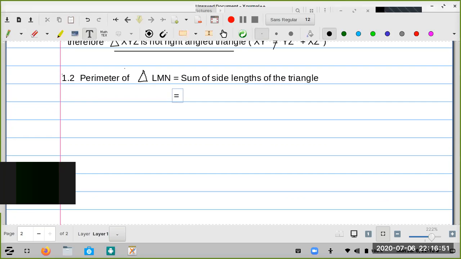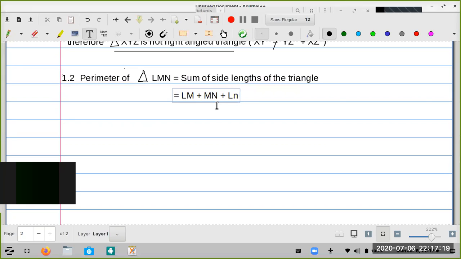Let me just go back to the information and check it. So we have side LM plus side MN plus LN. We are just adding the three sides.